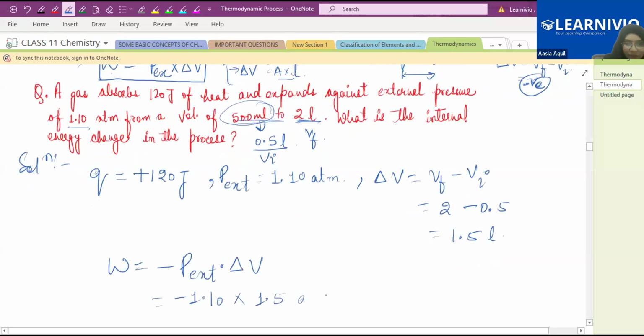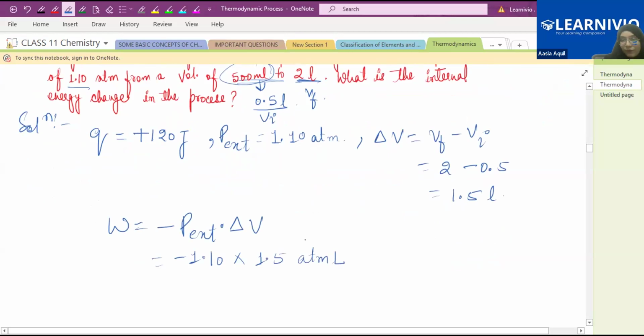1.5 atmosphere liter. Yeah, so the unit of pressure is atmosphere and the unit of volume is liter. So that's why atmosphere liter. Now see, 1 liter atmosphere is approximately equal to 100 joule. So just convert this into joule.